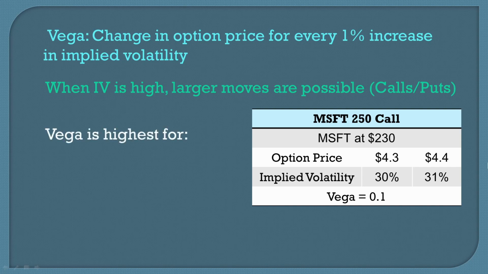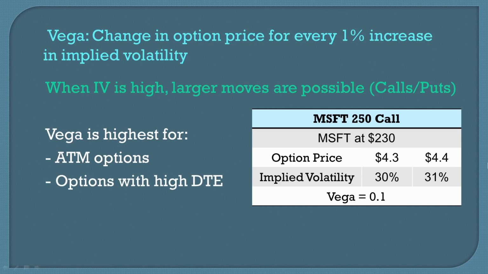The value for Vega is also highest for at the money options and options with a high number of days to expiration. Implied volatility is a pretty important topic for options, and I will talk more about IV in future lessons because there's quite a lot to cover for IV.